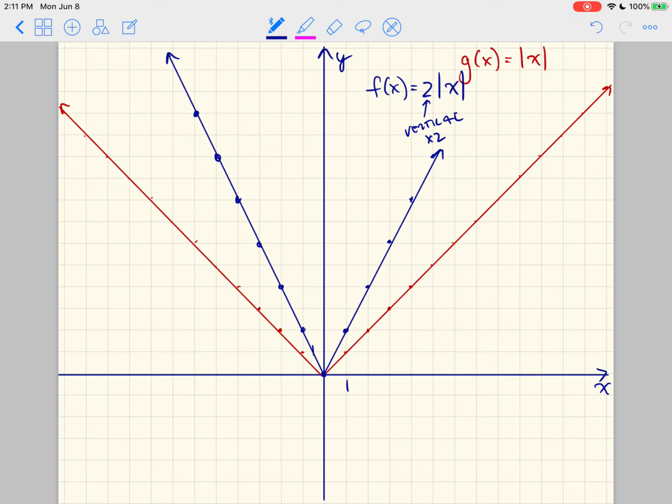So 2 times the absolute value of x looks like this. And you can see, it just looks like it's stretched vertically. Like if I take the red graph and I pulled up on it, I'd get the blue graph. Okay? So that's a vertical stretch.